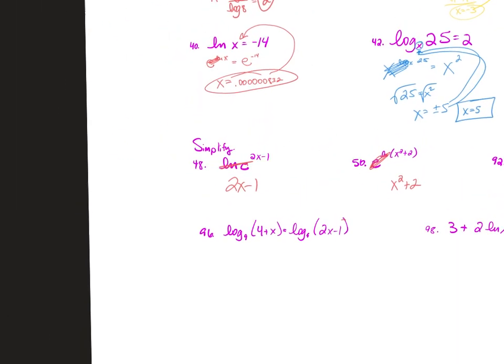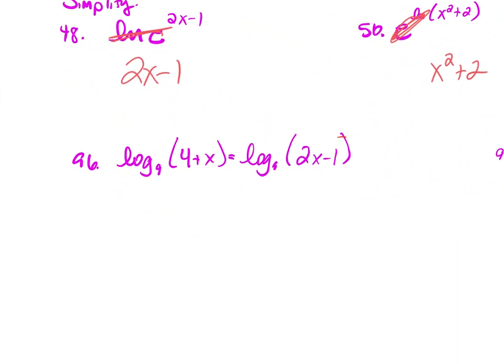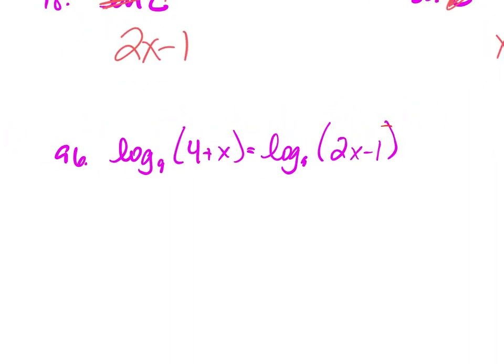All right, when it gets to something like 96, 96 is pretty cool. I don't know if you guys would say cool, but you know what I mean. What do you notice? You have one log on one side and one on the other, and both of those logs have the same little base, they're both log base 9. Which means if they had the same log, you can just cross them out.